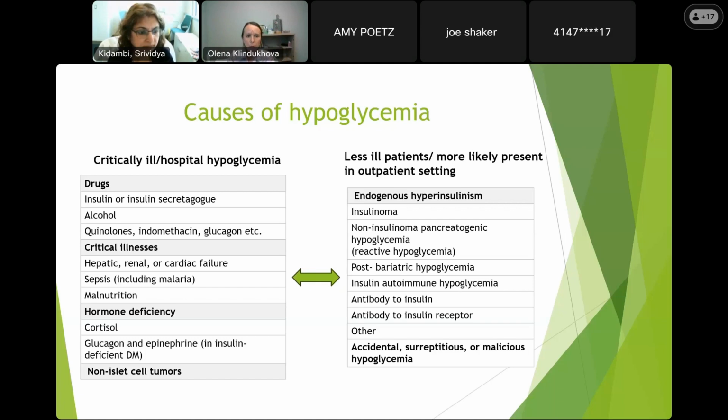In the outpatient setting, we think of insulinoma. Again, those are interchangeable. Most true insulinoma patients that I've seen in my career presented from the hospital, but they typically have a less acute presentation. Obviously, in this category, there are also post-bariatric and reactive hypoglycemia, as well as autoimmune hypoglycemia, and obviously incidental or malicious hypoglycemia.